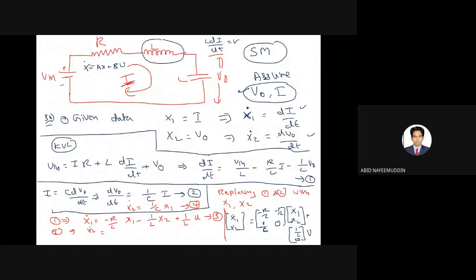So in your first problem, I consider an electrical circuit like this. In this electrical circuit, in the given question itself, he has asked you to find out the state model by assuming V naught and I are the state variables. If V naught and I are the state variables, the first step is simple: you assume the first variable as x1. I use x1, x2, x3 because in an electrical system the variables are voltage and current.